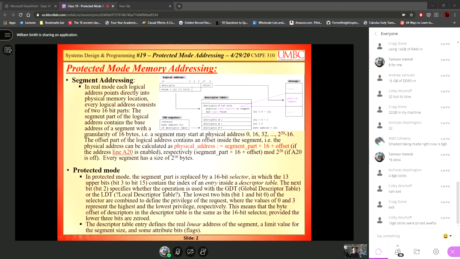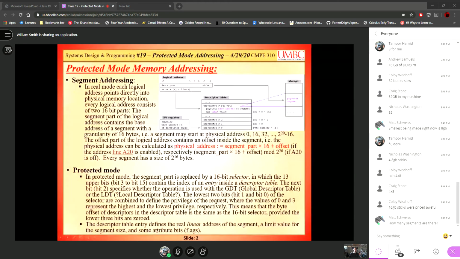Bottom line is they started expanding into more and more address bits. The descriptor table entry defines the linear address of the segment, a limit value for the segment size, and some attribute bits and flags. How many segments are there altogether?